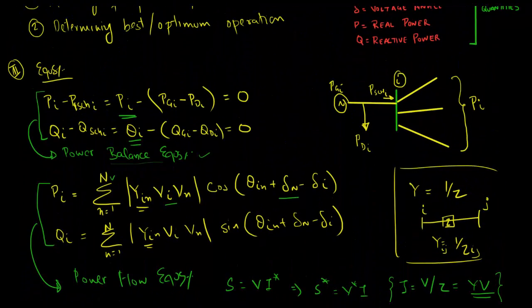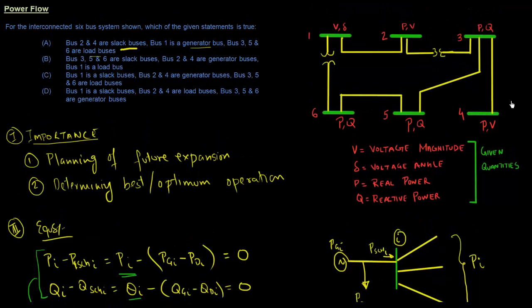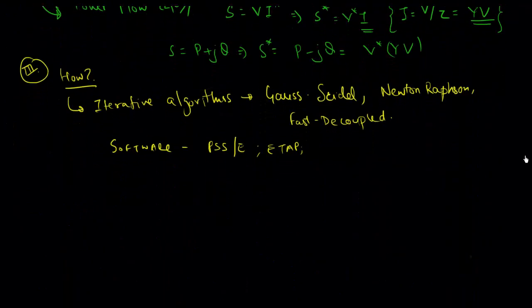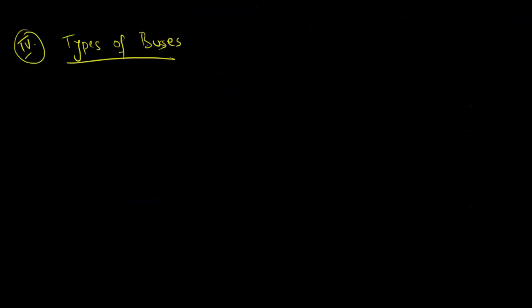As I mentioned, there would be 2 quantities that you would know and 2 that you wouldn't know, and that is what differentiates the buses. So let's get to the main discussion, the types of buses that are there. There are 3 types of buses that each system is defined by.